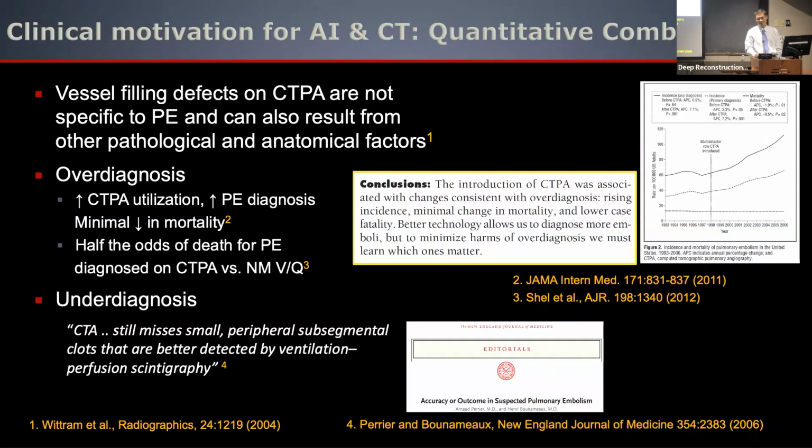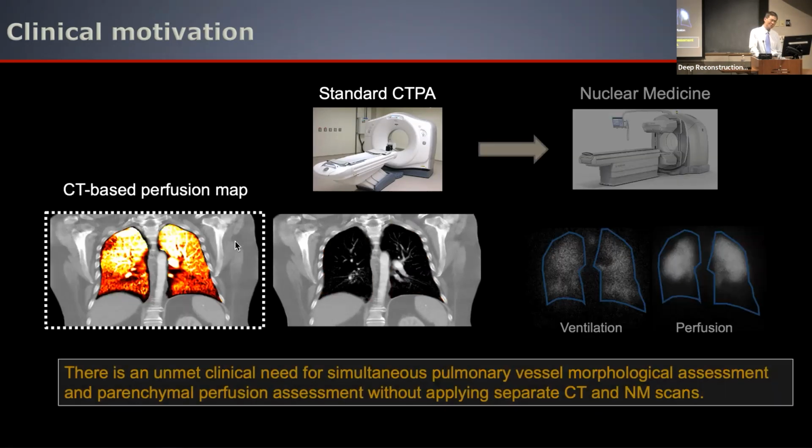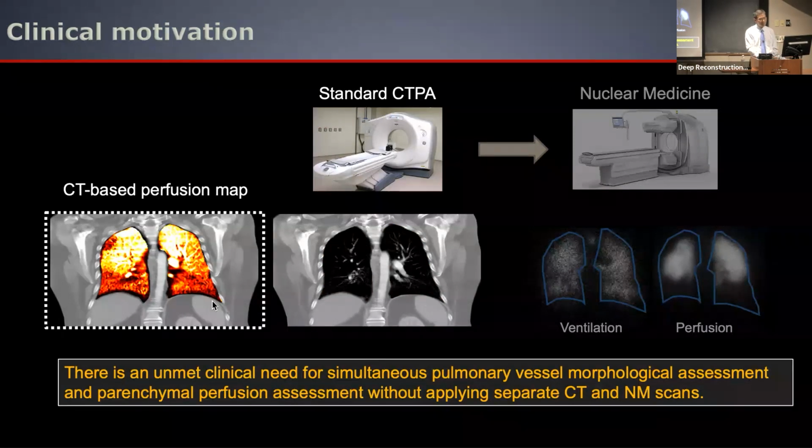So what is the key missing factor? The key missing factor compared with nuclear medicine is the functional imaging capability. So this motivated our projects in the past 5 years. We have been thinking really hard about how, from standard CT pulmonary angiography, to extract a CT-based perfusion map, such that this map can augment the CT pulmonary angiography to give a better, more definitive diagnosis in the clinical setting, and in some cases we may not have to send the patient to the nuclear medicine study.